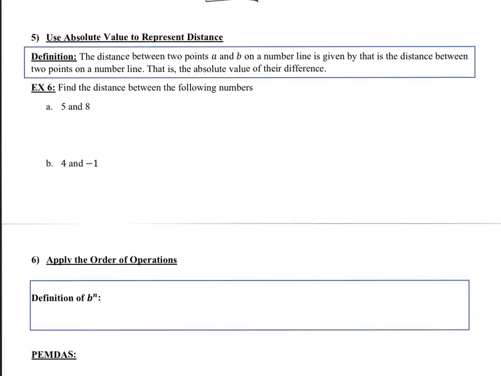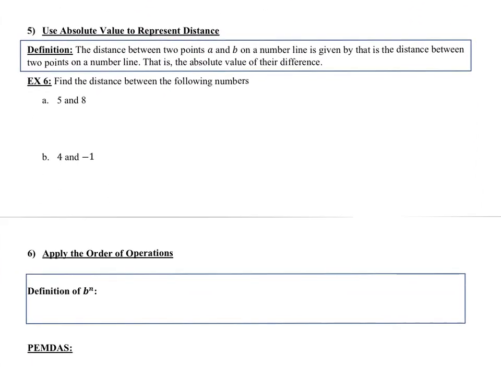All right, let's take a look at the 5th objective: use absolute value to represent distance. Another use for absolute value is talking about the distance between two numbers, or the distance from one number on the number line to 0. For example, 0 to 8. That would be the distance.